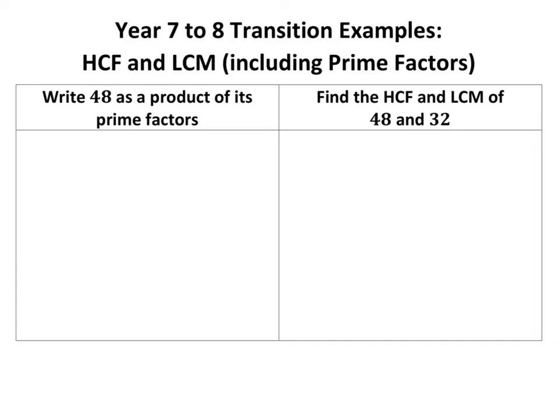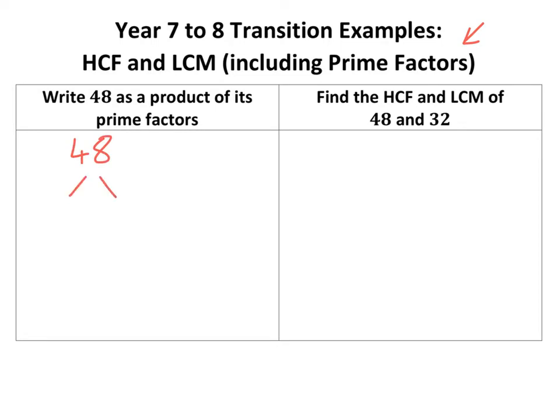Okay, we're looking at highest common factor, lowest common multiple, and I will do it using prime factors because we might as well. It's the most efficient way of doing it. I'll also talk about how you can do it without that, but there you go. Now, prime factors you should know about. You should know about prime numbers.